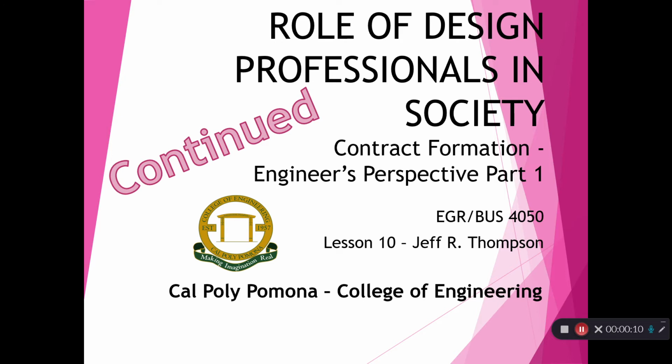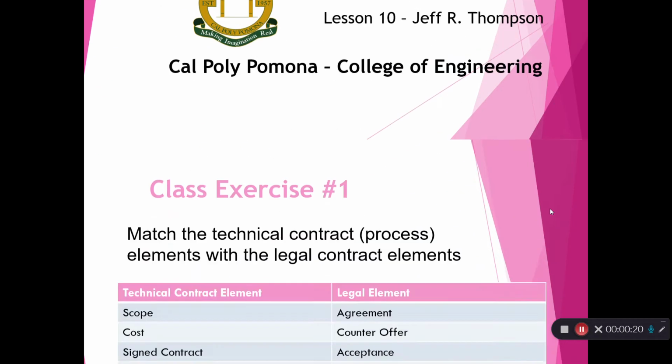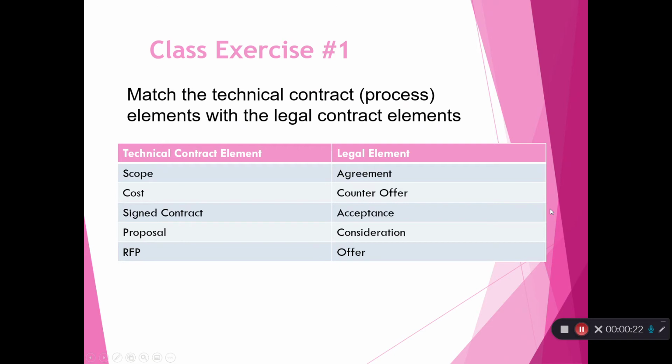So strap in. This video will be pretty short and we'll have a few things to learn here. Getting into the contract itself, let's get a little refresher of what we have talked about in terms of technical contract elements, the ones that we've been using, versus the legal elements, which is what the attorneys tend to use. So if you were to line up the terms you see on the left side with those on the right side of this slide, how would you define these items?